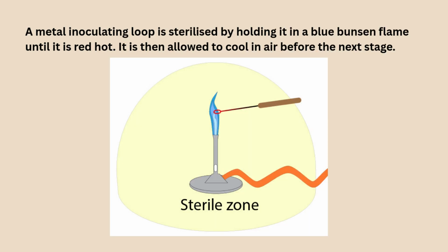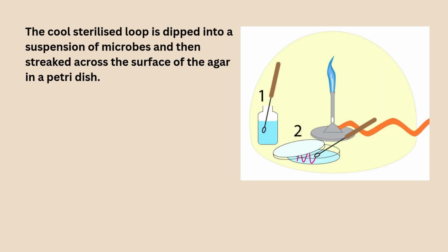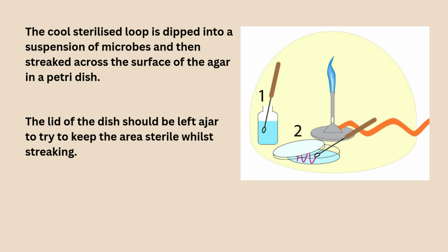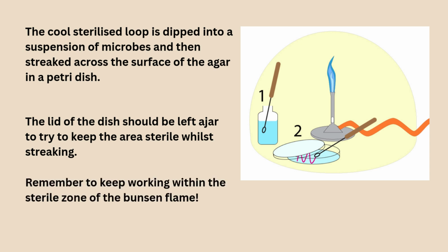A metal inoculating loop is sterilized by holding in a blue Bunsen flame until it is red hot. It is then allowed to cool in air before the next stage. The cool, sterilized loop is dipped into a suspension of microbes and then streaked across the surface of the agar in a petri dish. The lid of the dish should be left ajar to try to keep the area sterile while streaking. Remember to keep working within the sterile zone of the Bunsen flame.